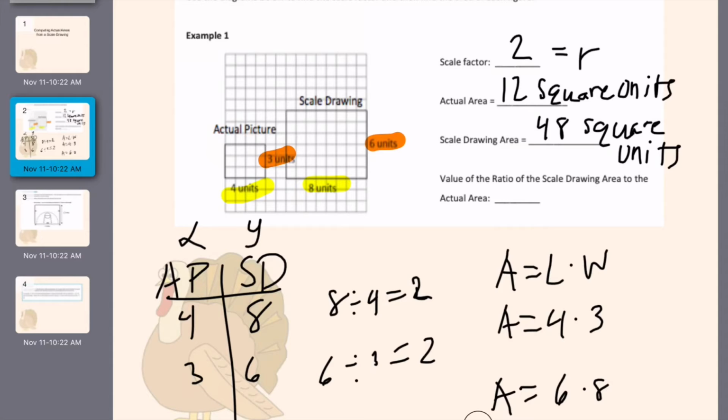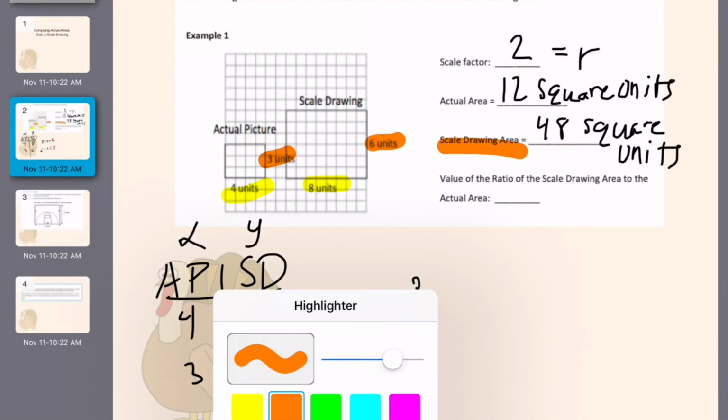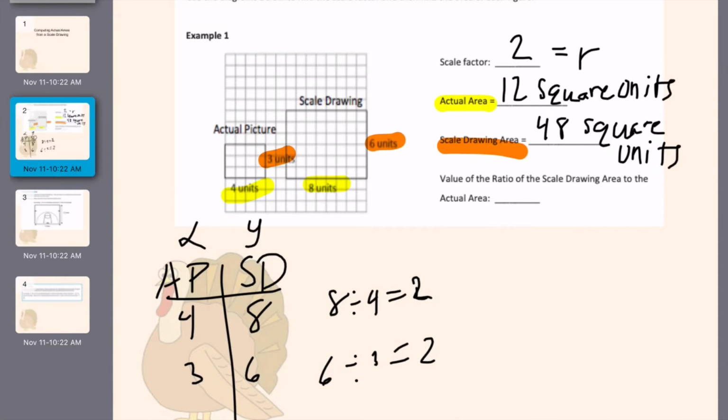And I think I can take some of this stuff out because we know how to find our area by now. Value of the ratio of the scale drawing to the actual area. So they want me to create a ratio using my scale drawing area and my actual area. So I'm going to do 48 divided by 12, and that's equal to 4.